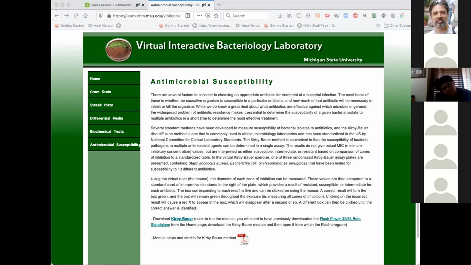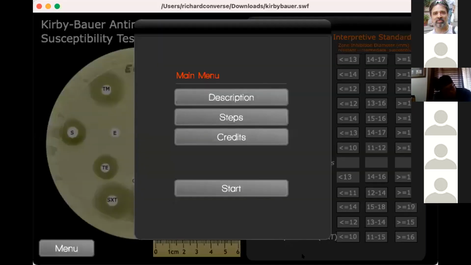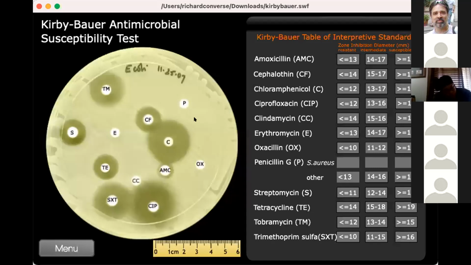There we go. Now we've begun. So now let me show you. And here, right? So that's what it looks like opened in Flash Player. And you just hit start, okay? And it's just going to show you a dish with the zones of inhibition, right? And it's going to actually measure those for you, right? It'll give you numbers, okay?